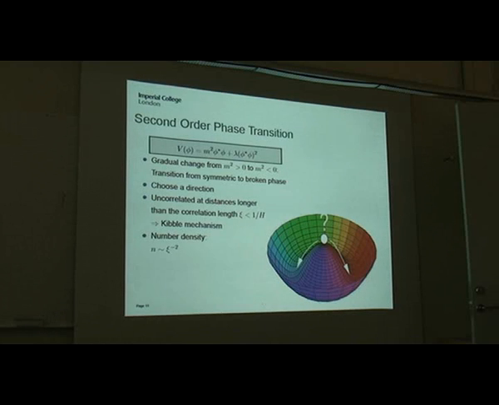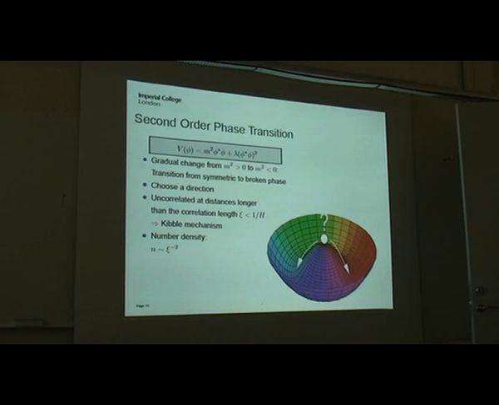Instead of bubbles, you have now domains which are less well defined, but still you have some kind of domains in which the field is more or less uniform, but between which it's uncorrelated.